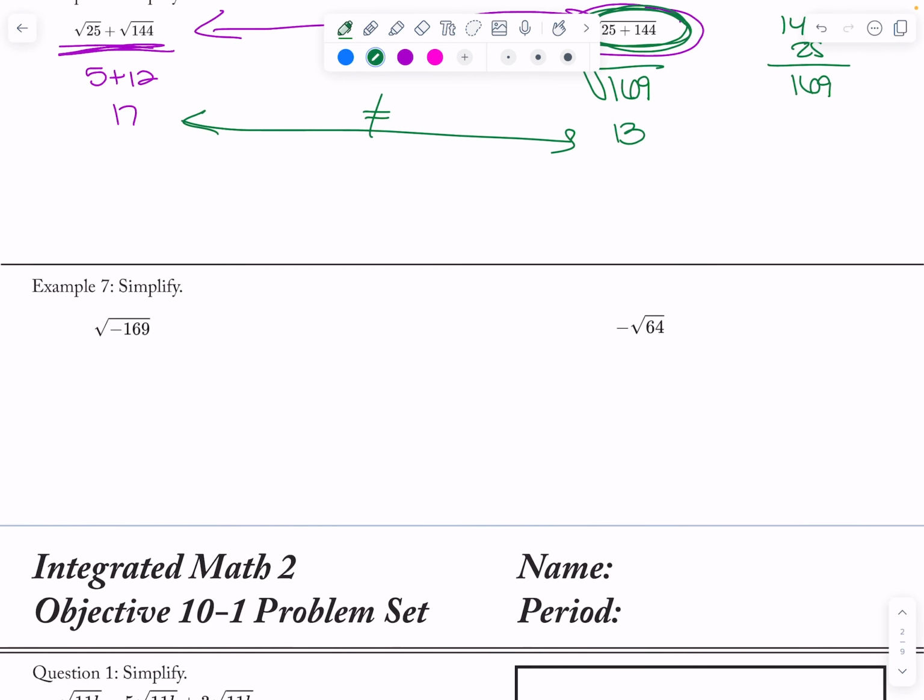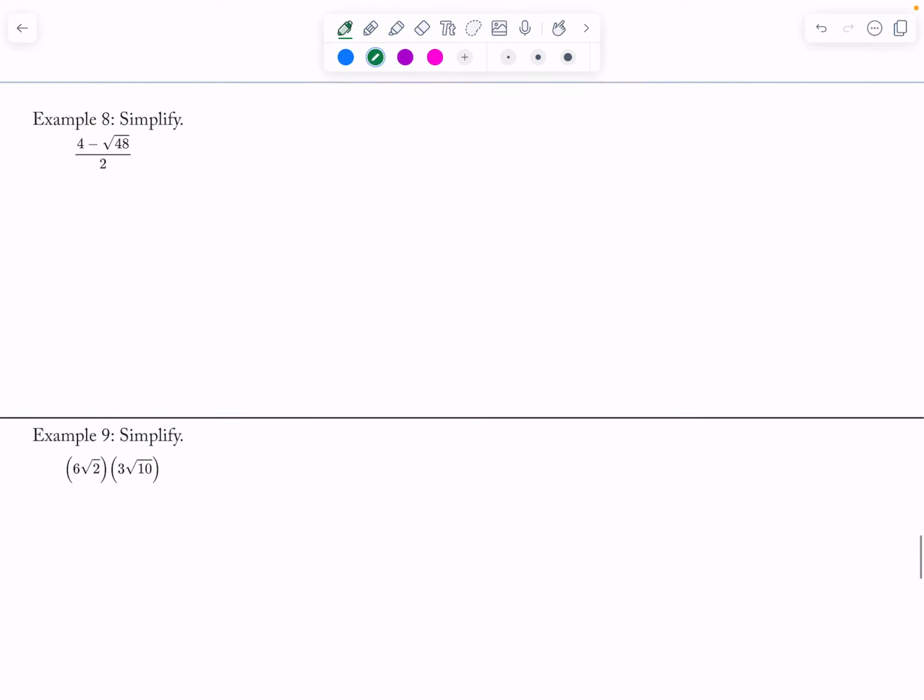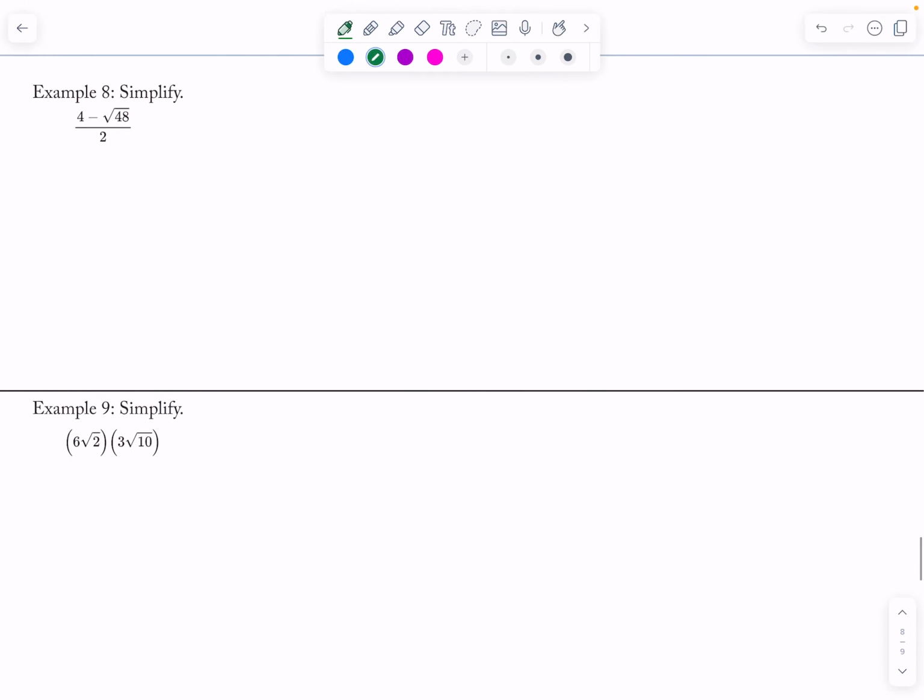Same thing here. I can't take a square root, like if the negative underneath the square root is different than the negative outside of the square root. So this is actually i root 169, so 13i, whereas this is a negative 8 because the square root of 64 is 8. Okay, and so where you put the negative sign actually does matter. Okay. My notes pages were out of order, so I missed a few examples.